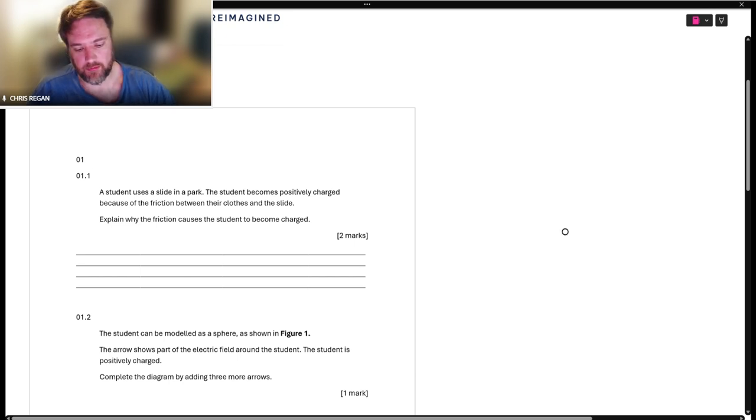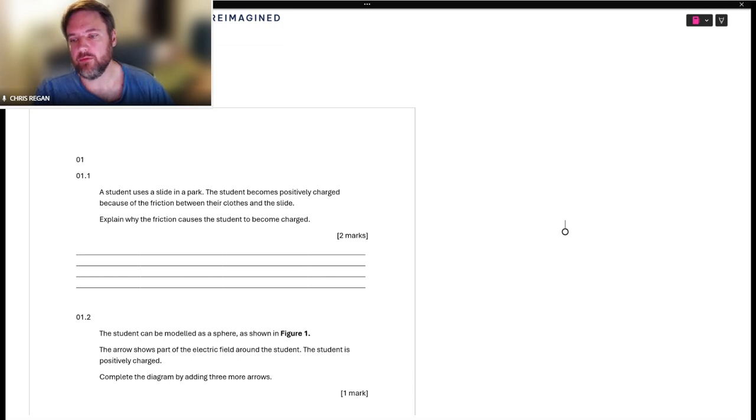Okay, now the shadow paper is essentially the same style. The question kind of matches the question from the exam, but the situation's ever so slightly different. So it just gives you that bit of extra practice. Right, so question 1, part 1: a student uses a slide in a park. The student becomes positively charged because of the friction between their clothes and the slide. Explain why the friction causes the student to become charged.